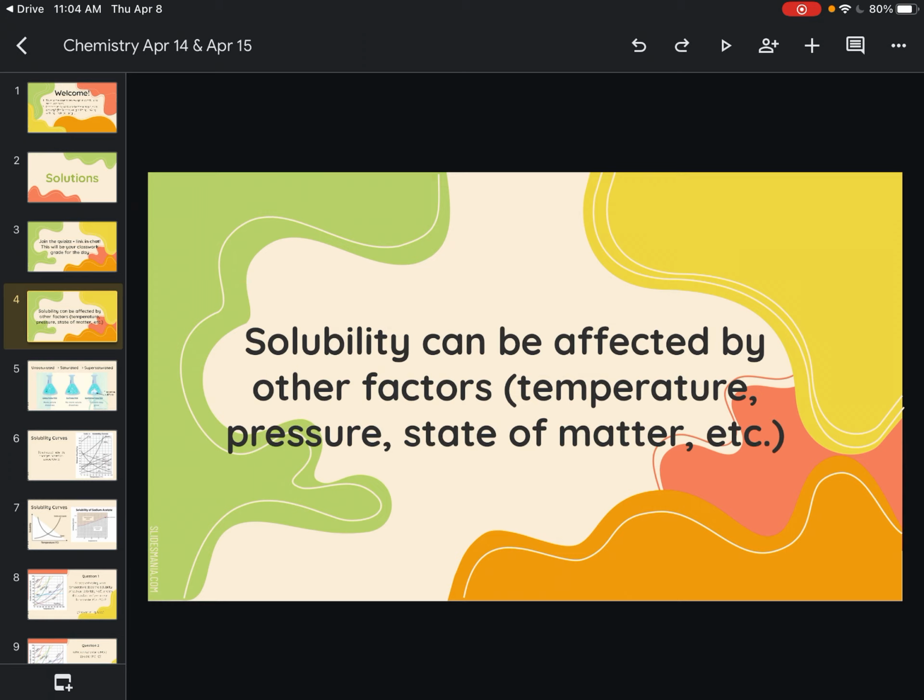Okay. Remember last class we mentioned that the solubility can be affected by other factors. So whether it's a change in temperature, pressure, what state of matter the substance is that you're trying to dissolve, all of those can make a change to your solubility. So how likely is it to dissolve? That can change based on these factors and other things.